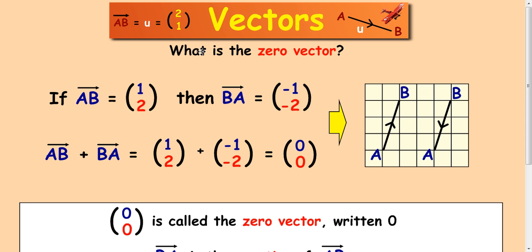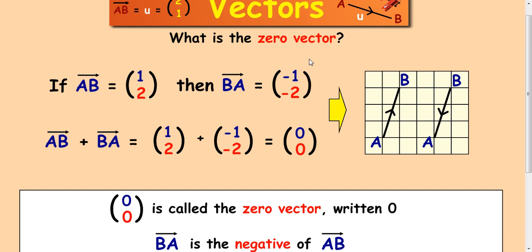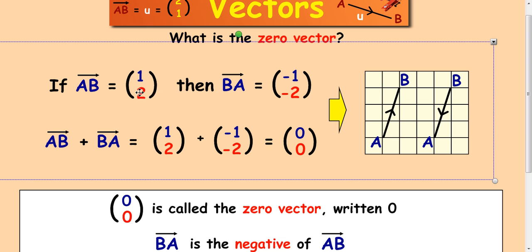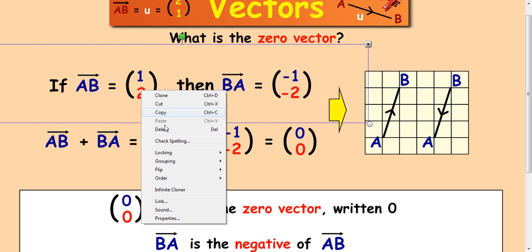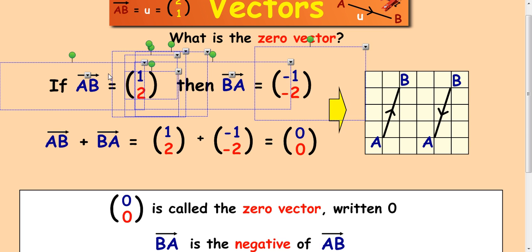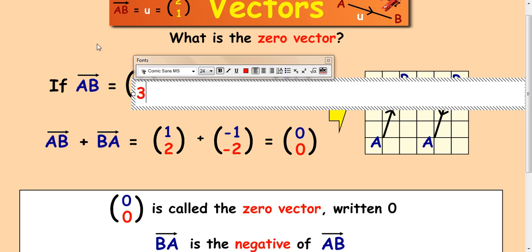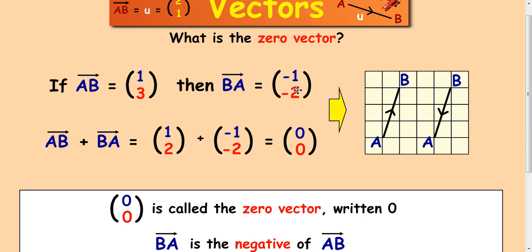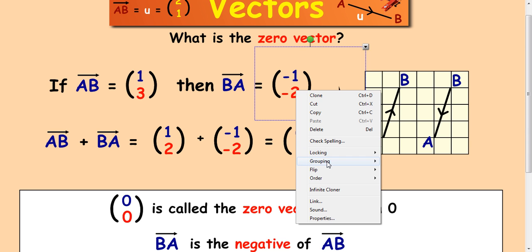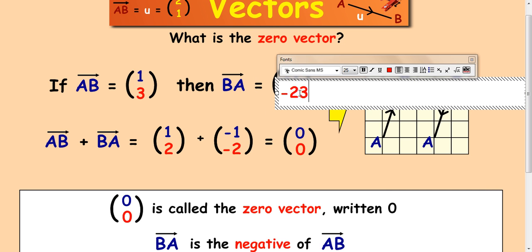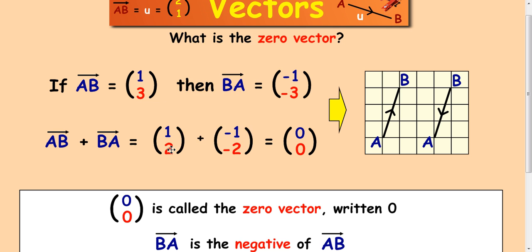And one last comment on the zero vector, which again is fairly obvious, but if you've got a vector AB, which is (1, 2), we've got it here. It's actually (1, 3), and that diagram's wrong, I'll just change that. So we'll change that to (1, 3). And then we've got (-1, -3). And I'll change this.